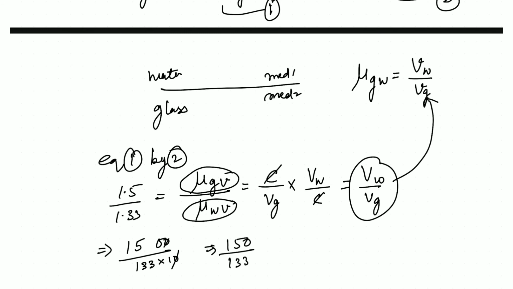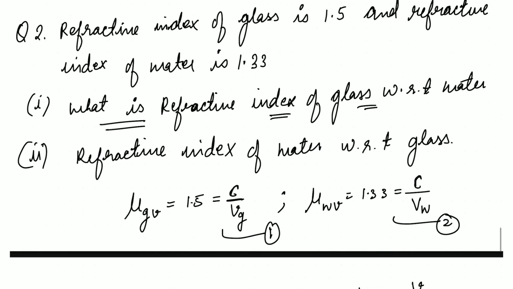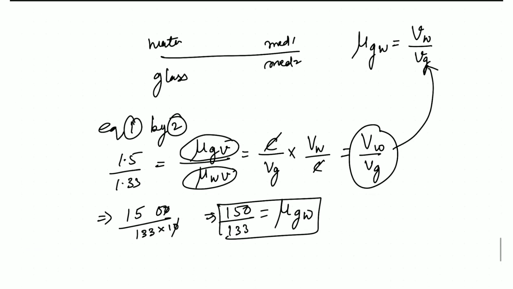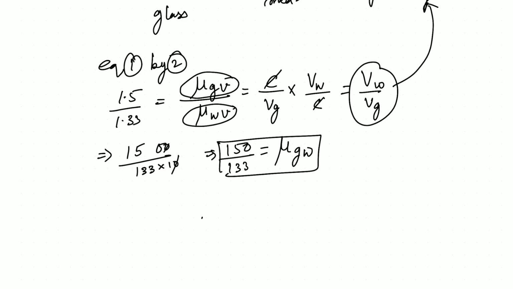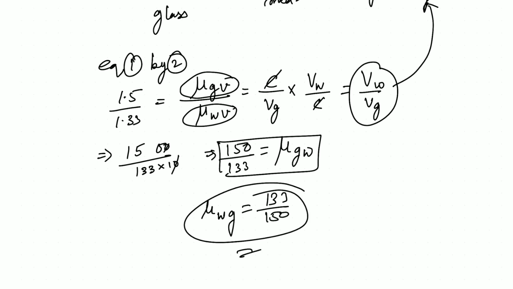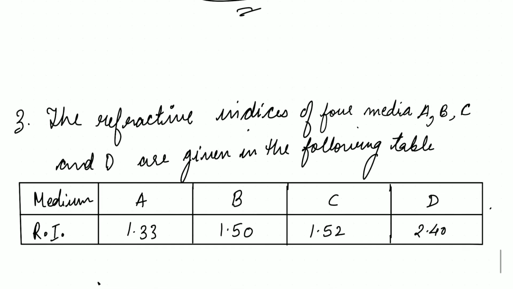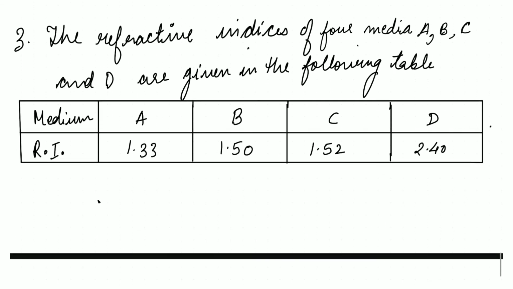This will be 1.50 upon 1.33, the refractive index of glass with respect to water, right? Next one is the refractive index of water with respect to glass. So the refractive index of water with respect to glass will be the reciprocal of this. This is 1.33 upon 1.50. I hope that is understandable, right? So it will be simply the reciprocal of the first one. Okay, let's move to the next one.